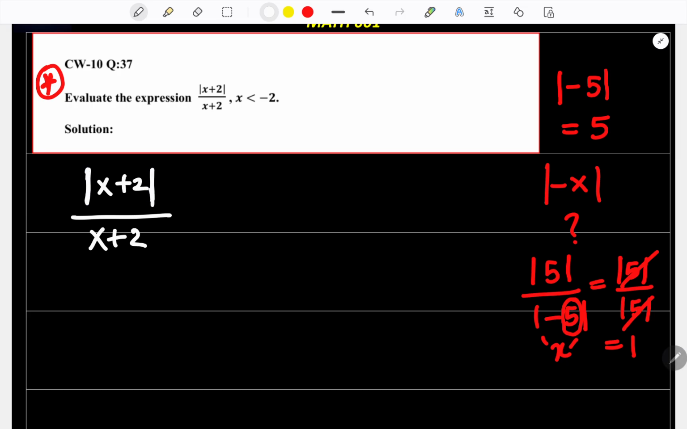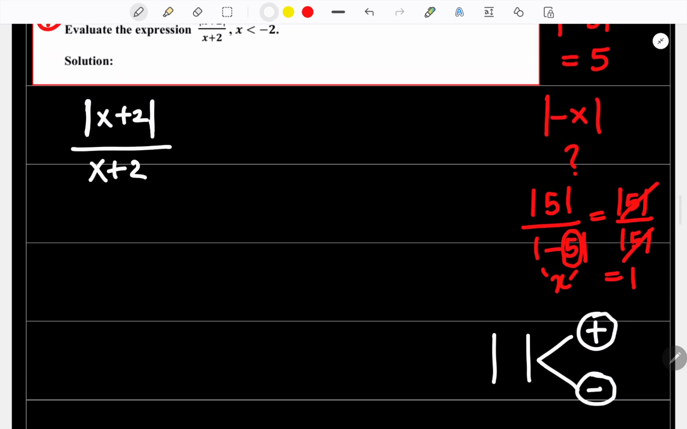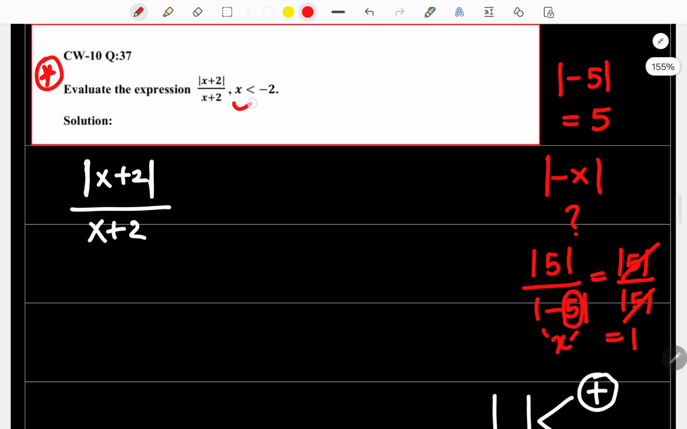First of all, I want to remove this absolute value. Always keep in your mind, absolute value consists of two things: one is plus, another one is minus. So I want to know what the value is. Is it plus or is it minus? For that, a condition is given. What is the condition given? The condition is x is less than minus 2. I bring this minus 2 here: x plus 2 is less than 0.